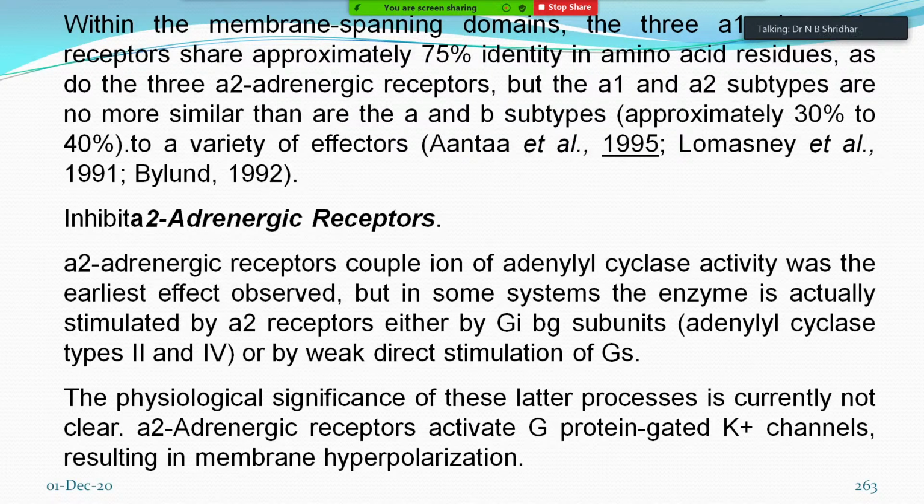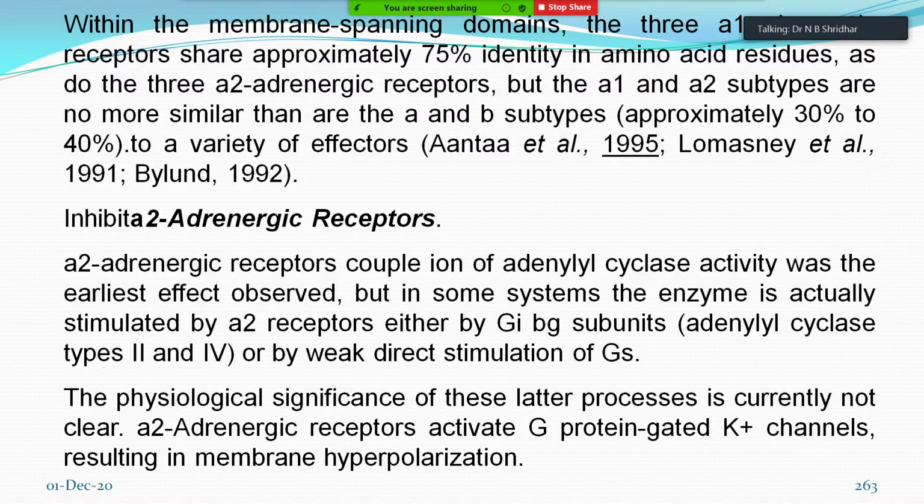So in the membrane spanning domains, there are three alpha 1 receptors: alpha 1A, B and D, three subtypes of the alpha 1 receptors, whereas the three types of alpha 2 adrenergic receptors are not at all similar. The A and B subtypes, alpha and beta subtypes, share approximately 30 to 40%, and a variety of effector cells are distributed throughout the body. And now the inhibition by alpha 2 adrenergic receptors.